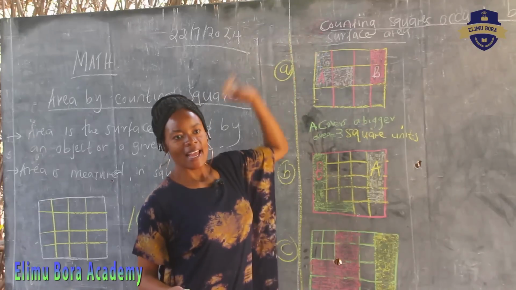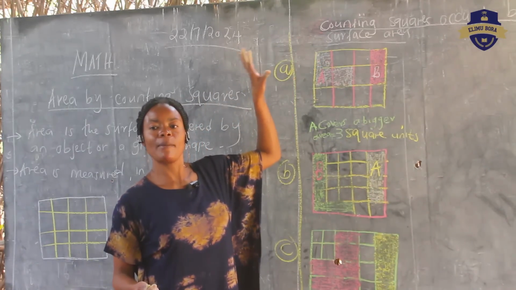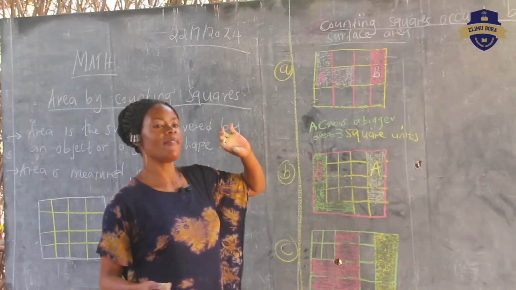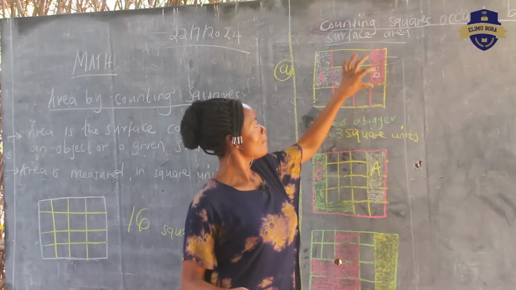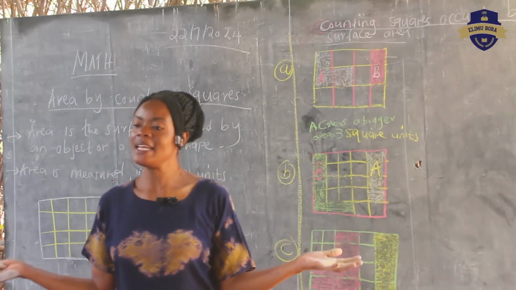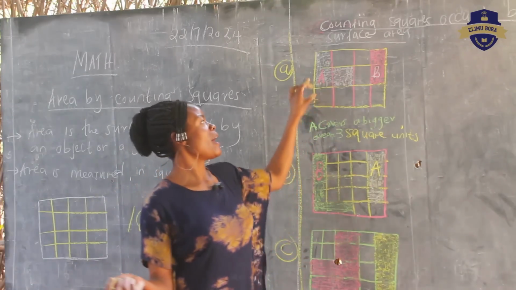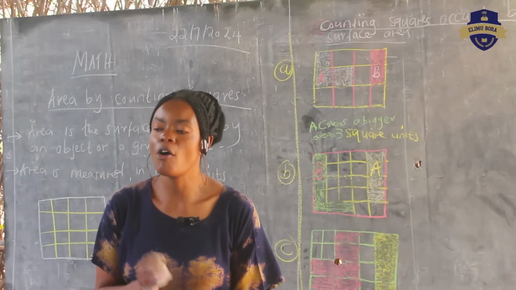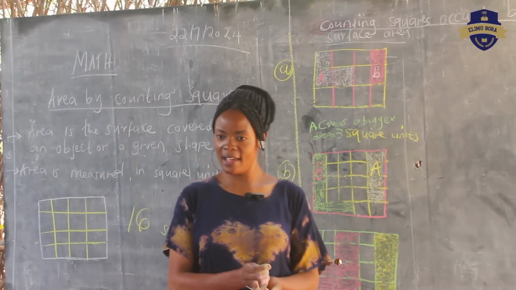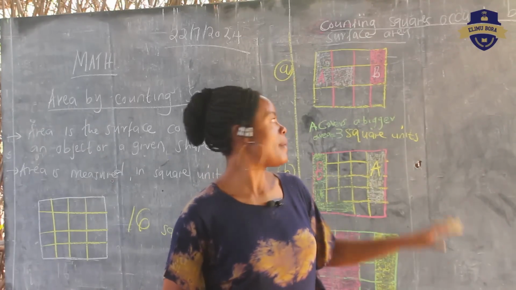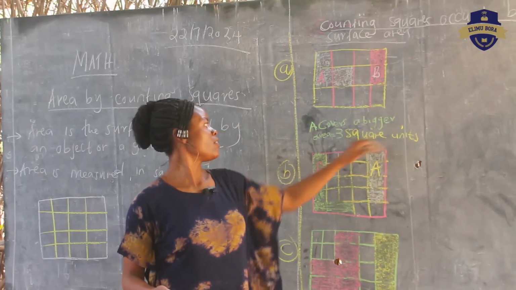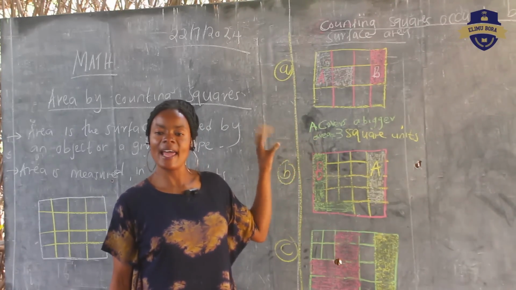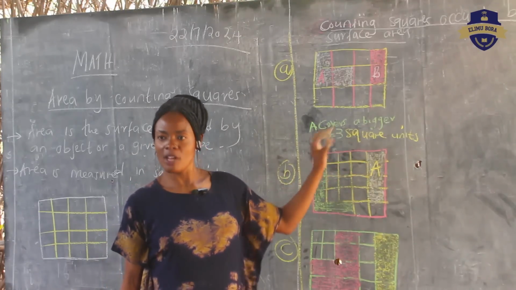Have you seen A? Let us count the numbers that is being occupied by A. 1, 2, 3. Good. Let us count the ones that are being occupied by B. 1, 2. So which ones are many? A. The squares in A are many. So we say that A is occupying a large surface area by how many squares? By 3 square units. It is covering a bigger area by 3 square units.